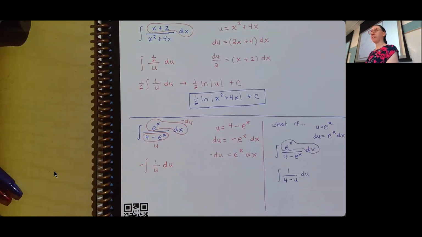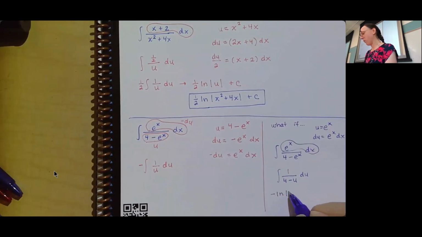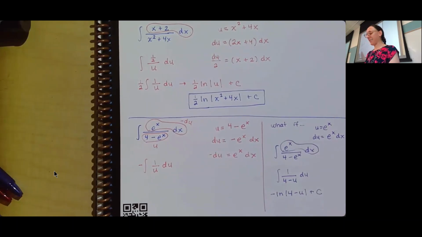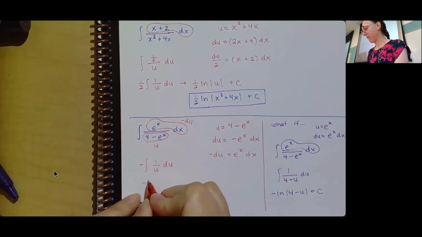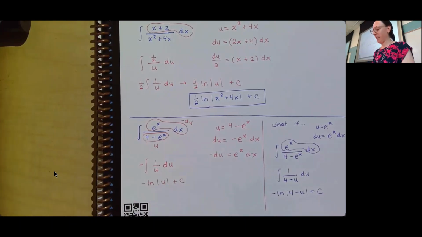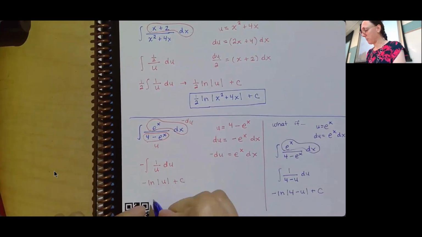I heard like 3 different answers. I will write the correct one. And if you can correctly find the antiderivative of this in your head, then this is totally an option. But the correct antiderivative of this is negative natural log of the absolute value of 4 minus u. I think this one's easier to find the antiderivative of. So my choice would be to go this route and then have negative natural log absolute value of u plus a constant. And when we translate these two back, they'll be identical.